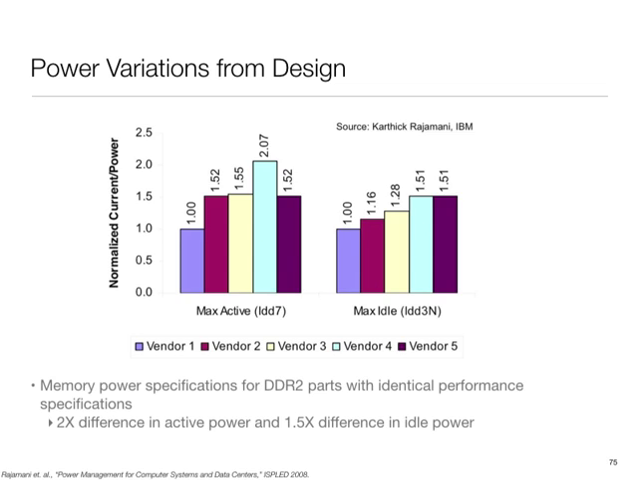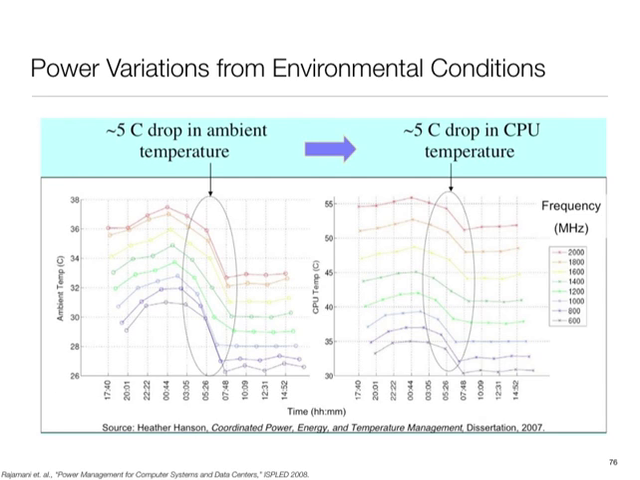So this is not as if they were being sold as low power DDR or high performance. They're identical performance. They're meeting the same standard requirements, but that variation is there. Then you have variation from environmental conditions.